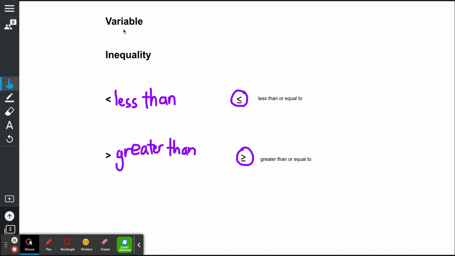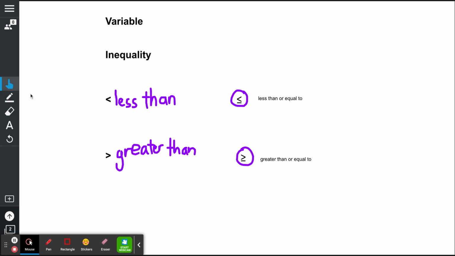Now, we have two other words here at the top. Inequality is when we are comparing numbers using the symbols that are here at the bottom. So whenever you use less than, greater than, or less than or equal to, greater than or equal to, that is using an inequality because you're comparing more than one number. You're comparing more than one value in an expression.